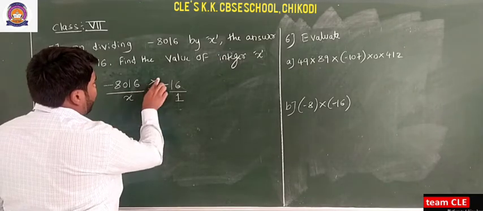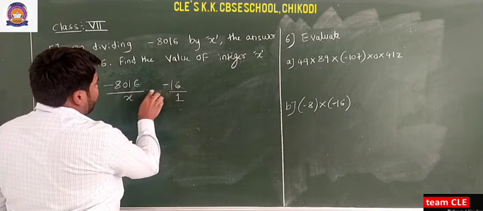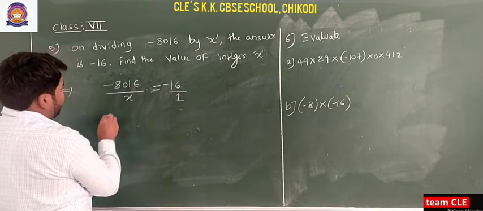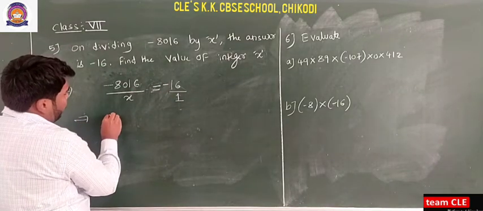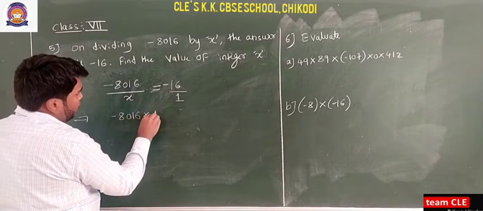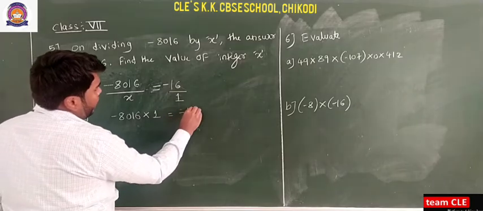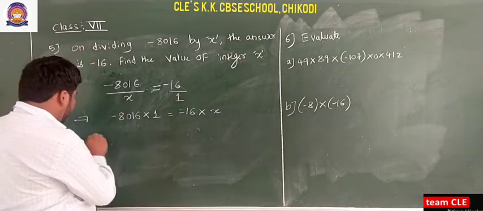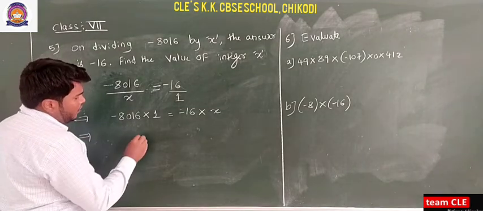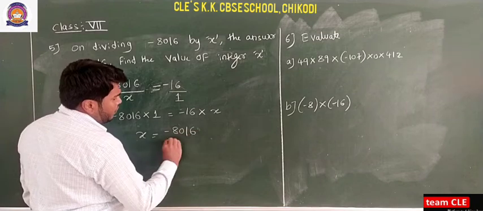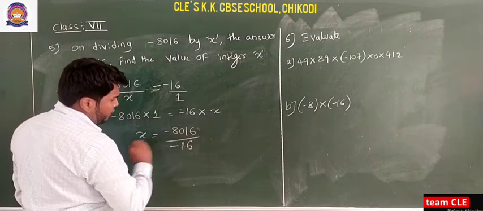After you cross multiply this, equal to that is 1 into, you write this as 1, minus 8016 into 1, which is equal to minus 16 into x. So now see, x is equal to minus 8016 whole divided by minus 16.